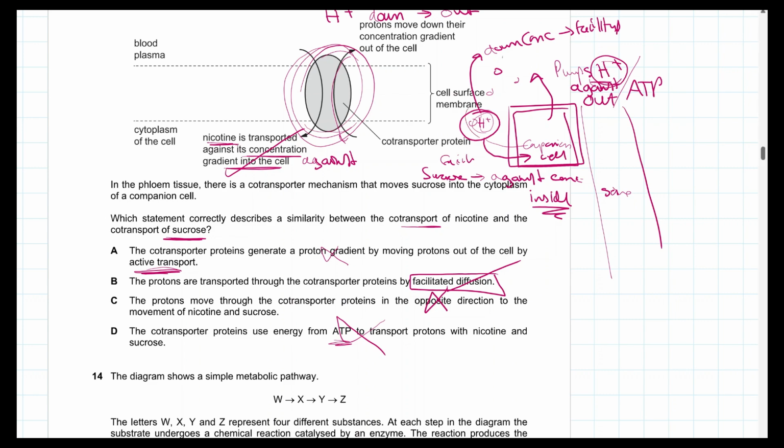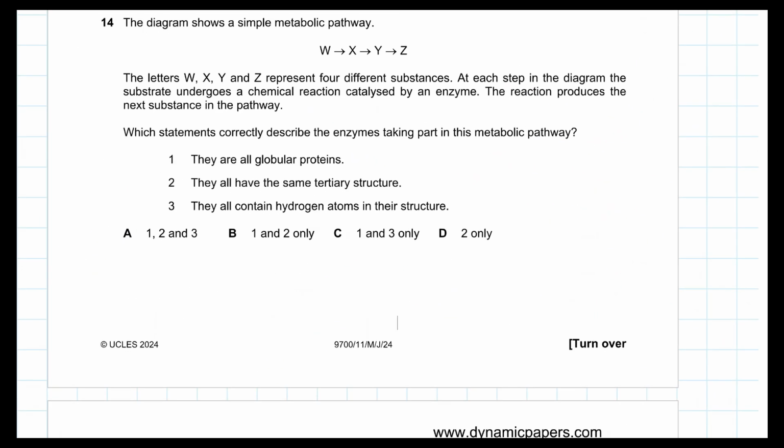Therefore, this is incorrect, and the answer is going to be B. Question number 14. The diagram shows a simple metabolic pathway. Which statements correctly describe the enzymes taking part in this metabolic pathway? Now, let's see the suggestions that we have here. 1. They are globular proteins. Yes, all enzymes are globular proteins having different structures.